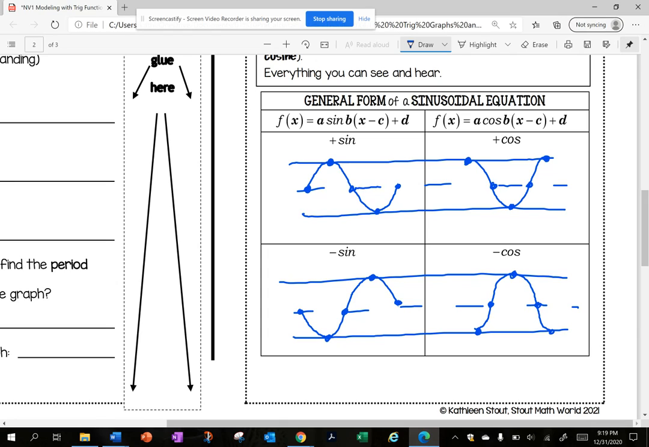Okay, so from 0 to 360. But when we're working in harmonic motion, we're talking about radians. So this is from 0 to 2 pi. So it's the unit circle divided into 4 equal parts.